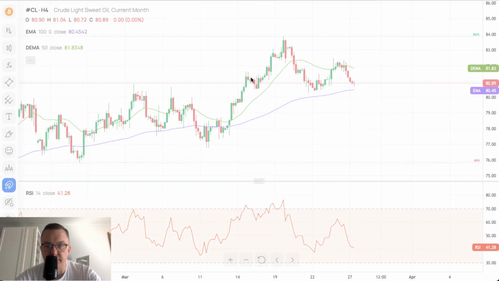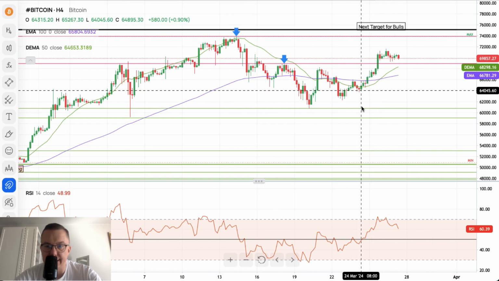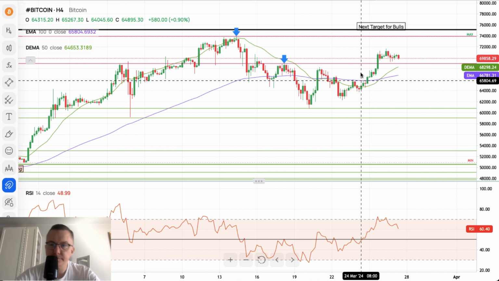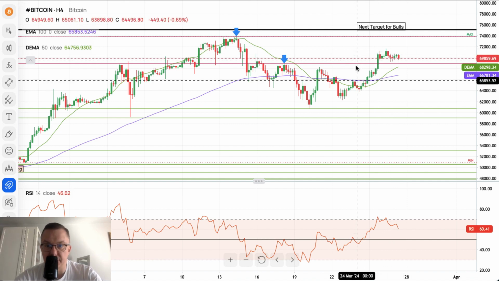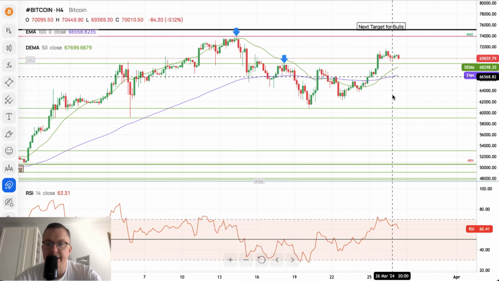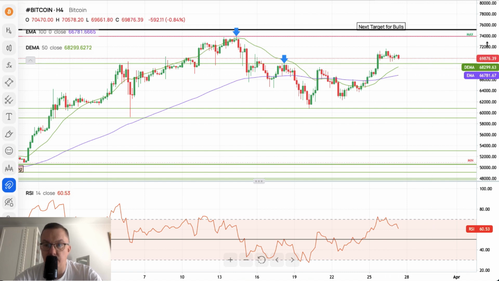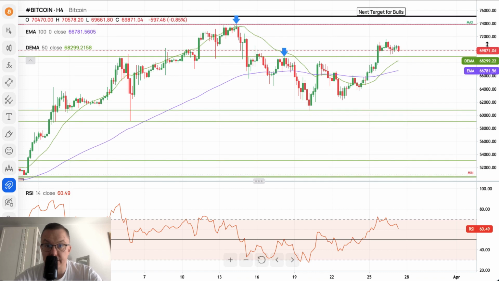Let's find out what's going on with the Bitcoin. And the Bitcoin doesn't actually want to go any higher right now. We just made a local high at 71,595. We got the technical support located at 68,936, and we are still waiting for the next target for the bulls to be tested quite soon. Remember, $75,000 is the next target.